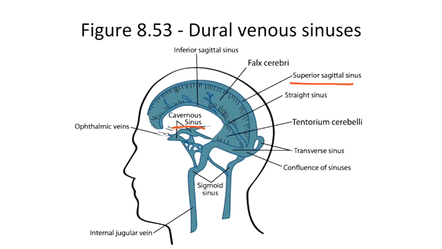Notice how several sinuses, as well as the ophthalmic veins, drain into the cavernous sinus. This is clinically important because infections of the eye can spread to the ophthalmic veins, which can travel to the cavernous sinus and spread throughout the brain.